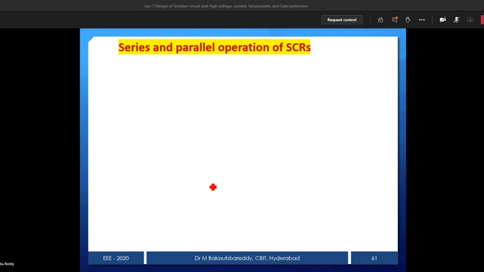That many number of strings are connected in parallel. So what will happen? One string has a fixed voltage level. All the strings have the same voltage levels. Now all the strings are connected in parallel, so therefore you are able to get a high current rating.